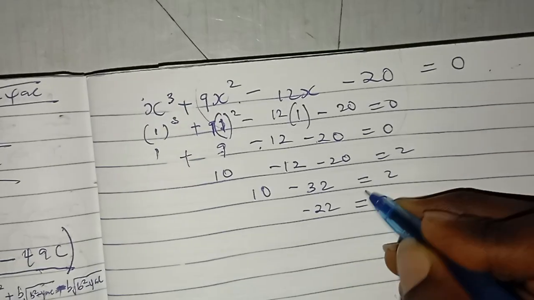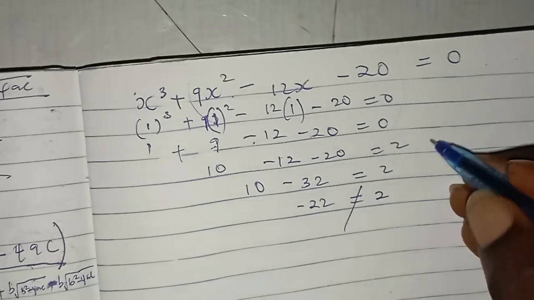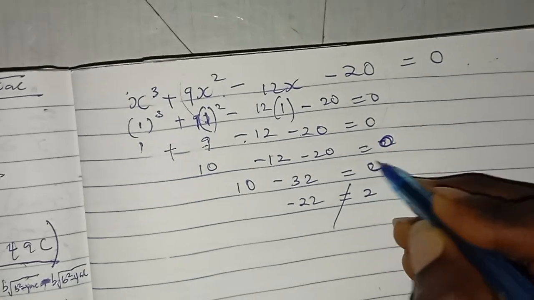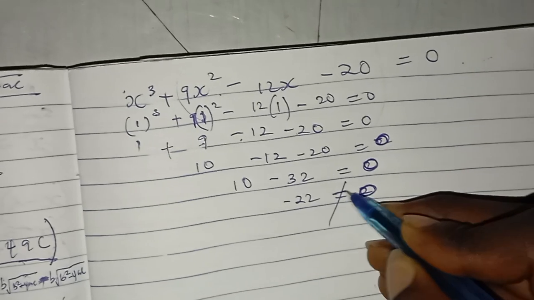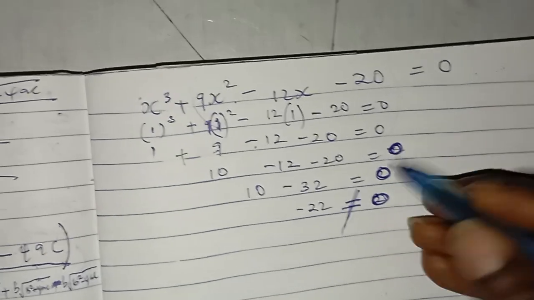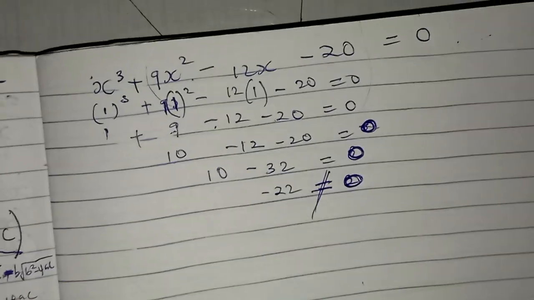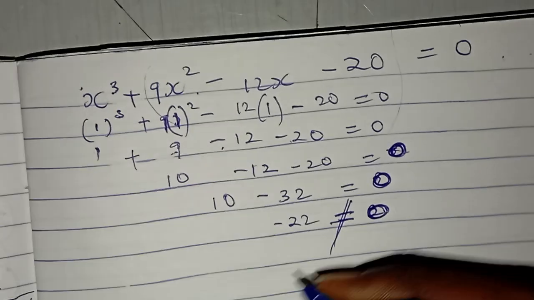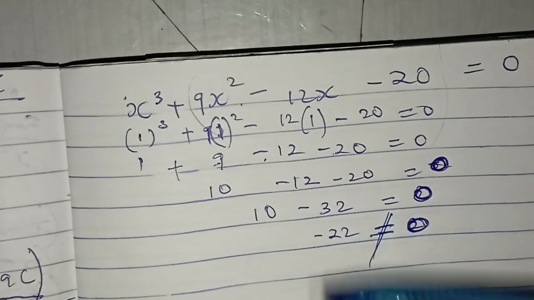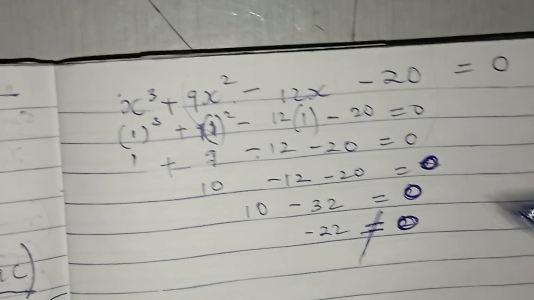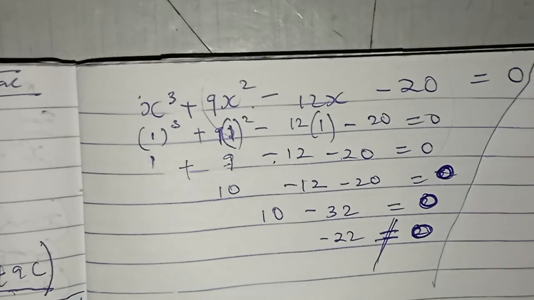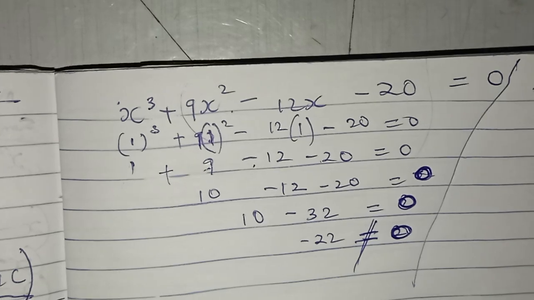So this is not equals to 0. So let's try minus 1. If 1 does not work, I'll try minus 1. After that, I go to 2, try minus 2. So you see that what we are doing is to look for factor of x.